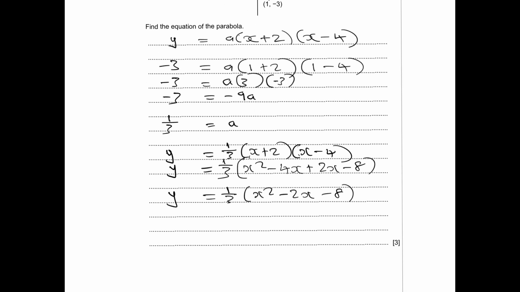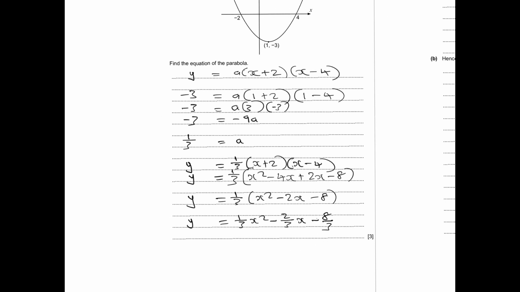All right, so simplifying further to remove the brackets, that will be 1/3 x squared minus 2 over 3x minus 8 over 3. So that then will be our equation.